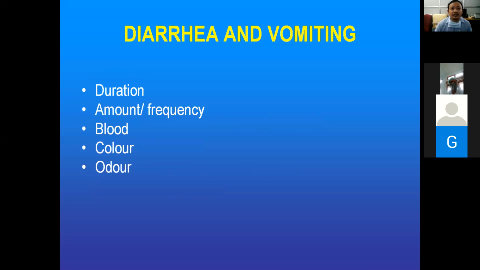Then we can have diarrhea and vomiting. What is the duration of the diarrhea, for how many days, what is the amount, and what is the frequency, how many times the child passes stool, or how many times the child has vomited. Then whether there is any blood in the vomitus or in the diarrhea, what is the color and what is the odor.